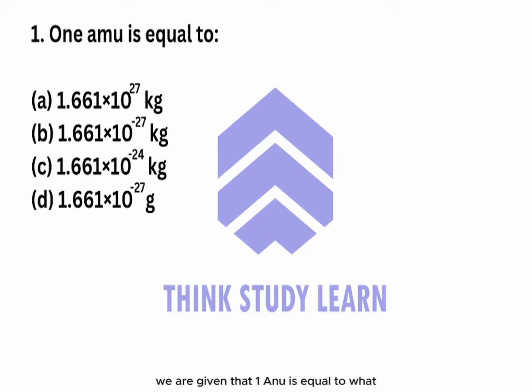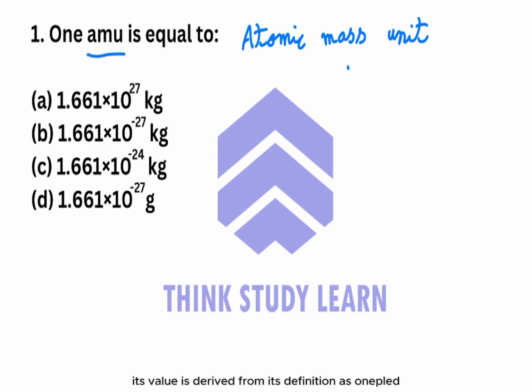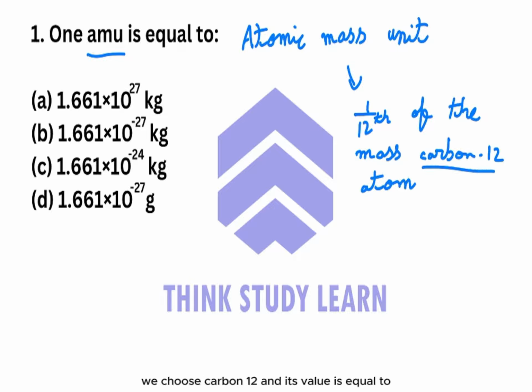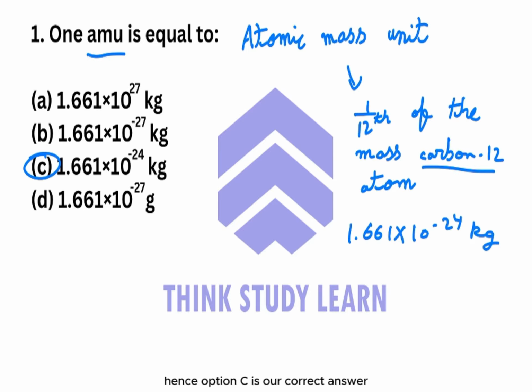In our question 1, we are given that 1 AMU is equal to what? AMU is known as atomic mass unit. Its value is derived from its definition as 1/12 of the mass of carbon 12 atom. That is, from the isotopes of carbon, we choose carbon 12. And its value is equal to 1.661 into 10 raised to power minus 24 kg. Hence, option C is our correct answer.